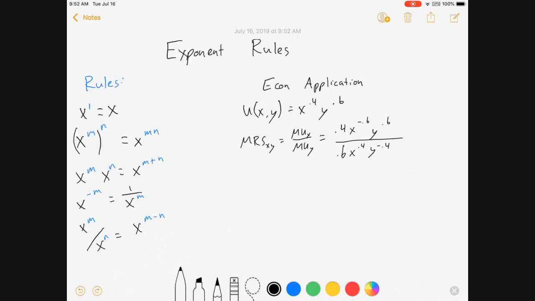So let's get started. I'm going to take advantage of the fact that this is a fraction and there's only one term, which is a product of three terms in both the numerator and the denominator. So I'm going to start by rewriting it. We've got a 0.4 over 0.6 term. We've got an x to the negative 0.6 term, and an x to the 0.4 term. We've got a y to the 0.6 and a y to the negative 0.4.